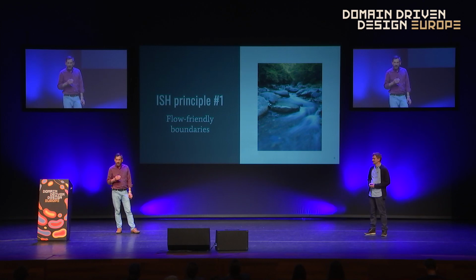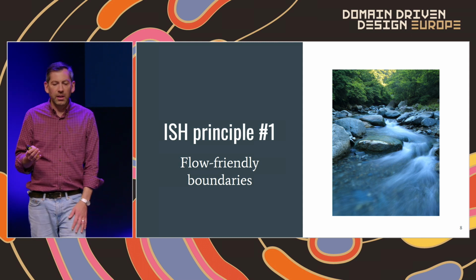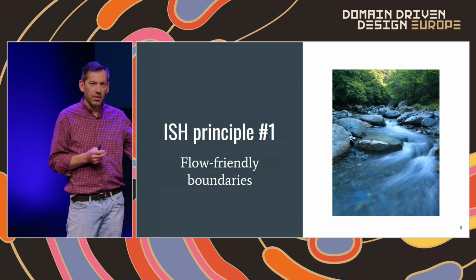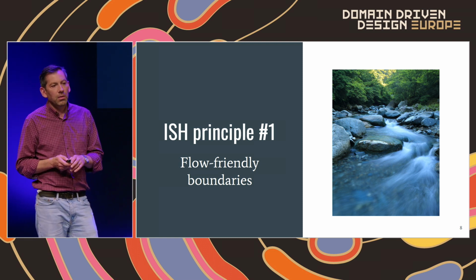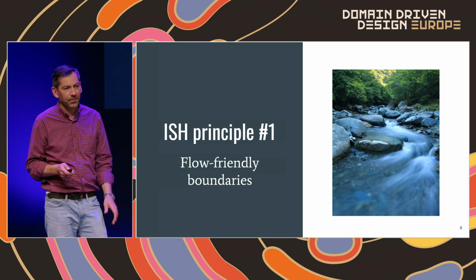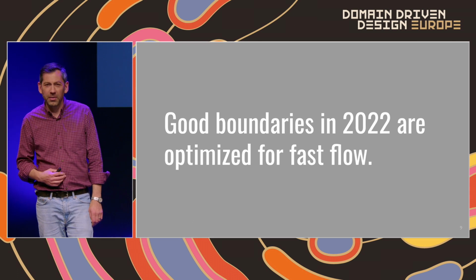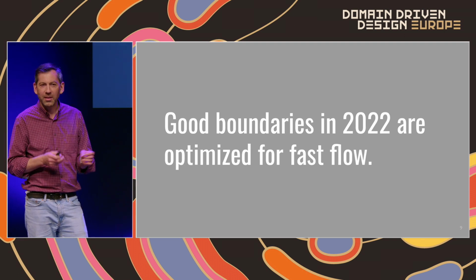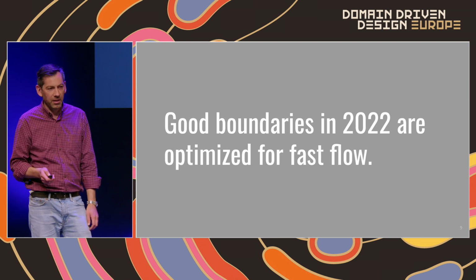There are some principles behind these. The first principle is to find flow-friendly boundaries. Now that we're working in a cloud-native era, we can have fast flow of change through the organization, where we're deploying multiple times an hour, multiple times a day at the very least. So we believe, as a first principle, that we need to be looking at boundaries that enable fast flow. And I would go so far as to say this: good boundaries in 2022 are optimized for fast flow. Not absolutely everywhere. There are definitely situations where fast flow is less relevant. But by and large, in many organizations around the world, I think it's fair to say it's true.